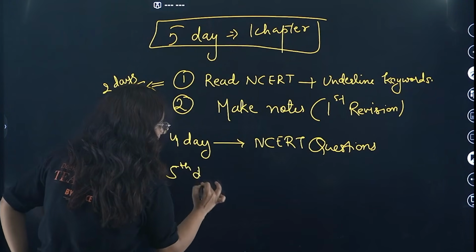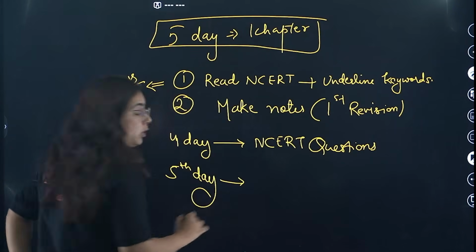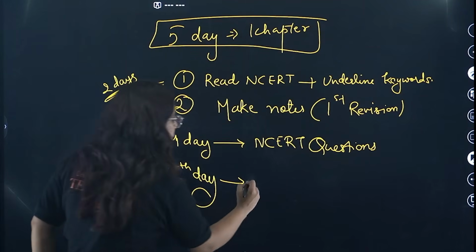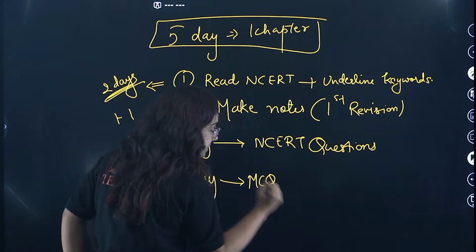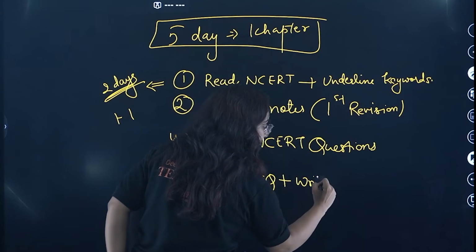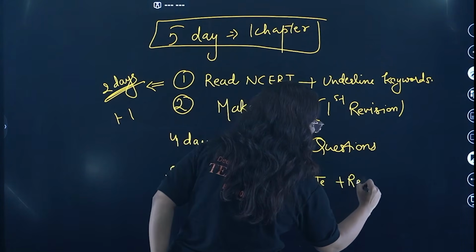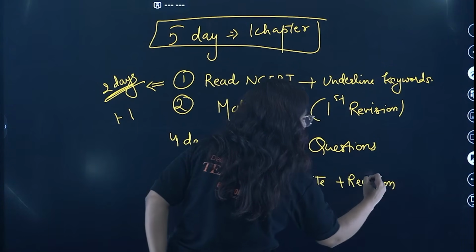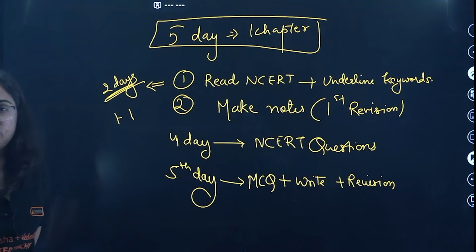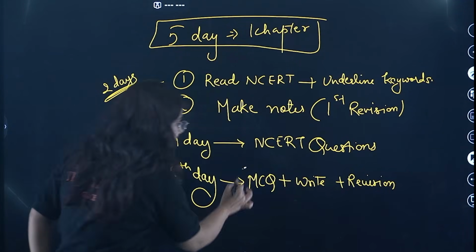By the 5th day, beta, what we have to do is solve MCQs for practice. Now we have to write answers, right? Plus the revision, the final day for this chapter, where we will be closing this chapter and moving to the next one. Where to get these MCQs, beta?